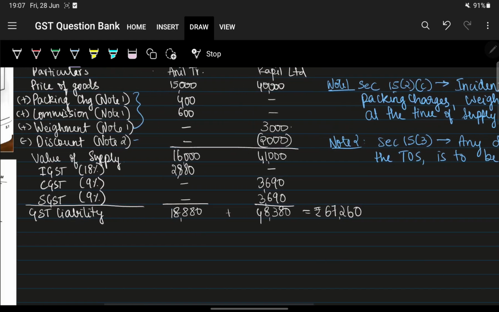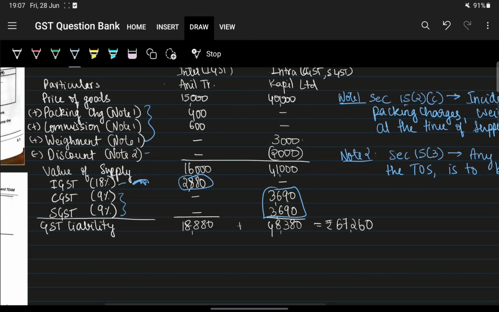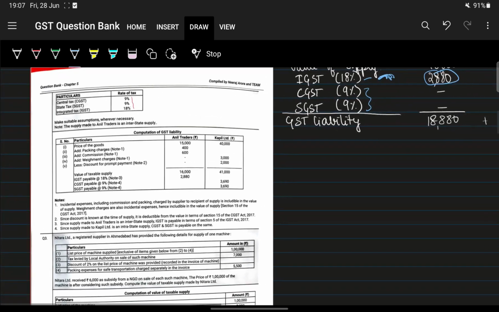Okay, next, we can write notes for these also, stating that as this is interstate between two different states, IGST is coming. Okay, and for this Kapil Limited, as it is intrastate, CGST and SGST are coming. So that can be two separate notes, or you can put that under a single note.